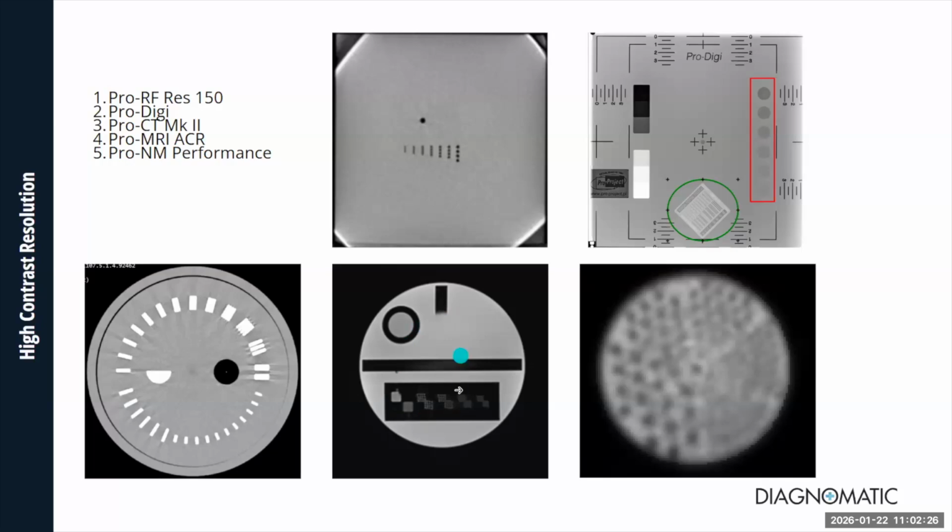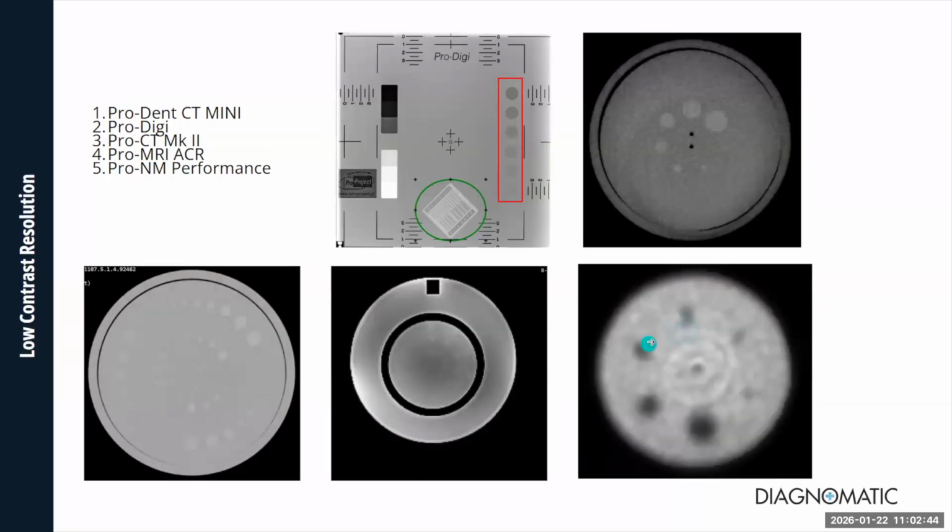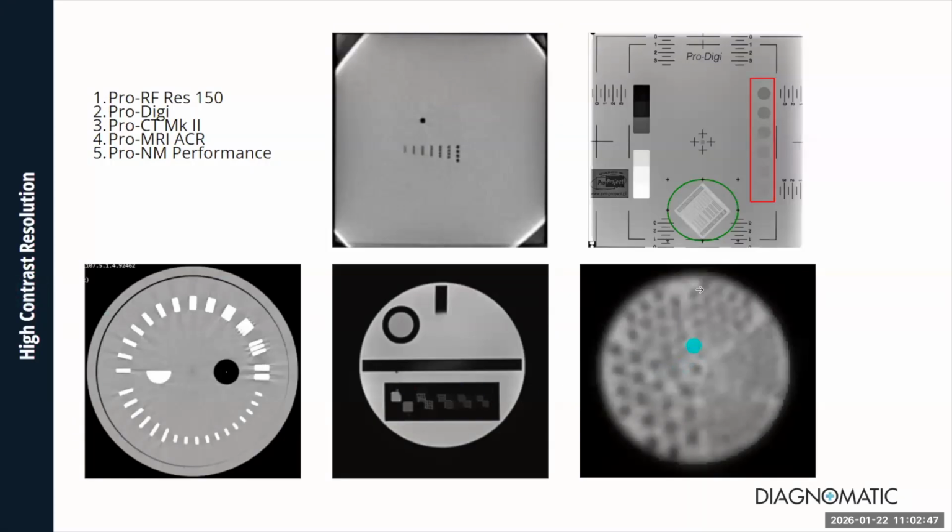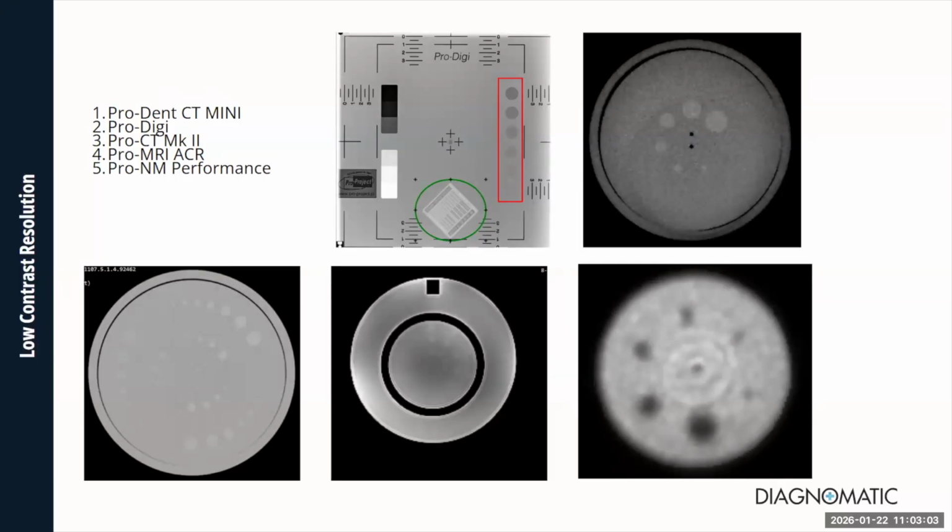In the MRI, you have the dots, and if you can distinguish the three rows in the line, then you know what kind of resolution, what kind of mm, high contrast resolution you receive. In nuclear medicine, you have the cold rods at the bottom part of the phantom to distinguish the highest, high contrast resolution in nuclear medicine.